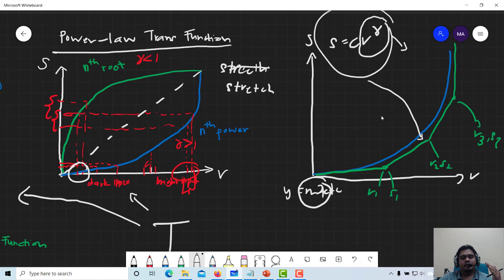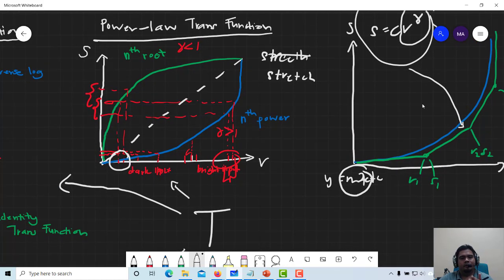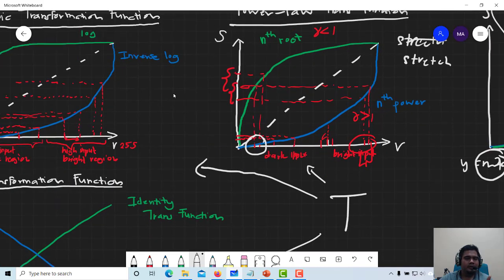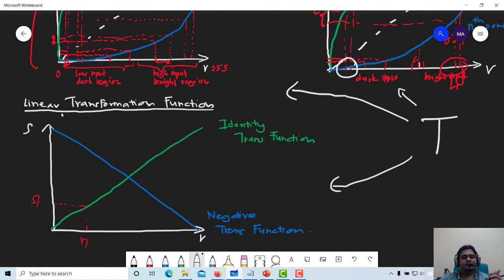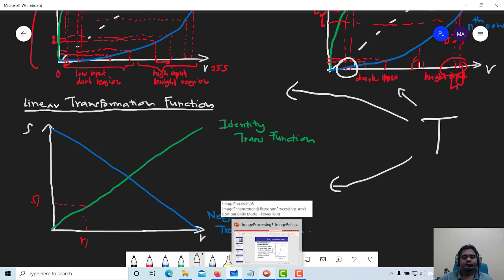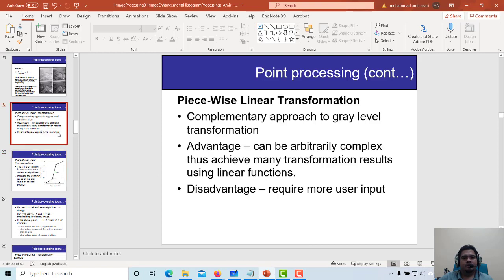So the piecewise linear transformation function is a complementary one. You can change the form. By changing the form, you can have a power law transformation function, a logarithmic transformation function, as well as identity or negative transformation functions. For identity and negative transformation functions, you just put the coordinates on the straight line there. So you can still have that. So that is the purpose or advantage of the piecewise linear transformation function.